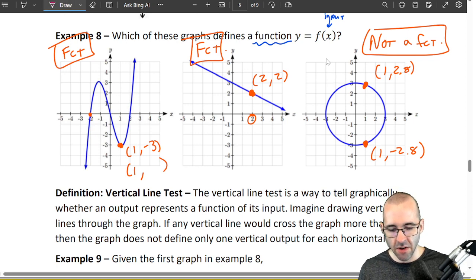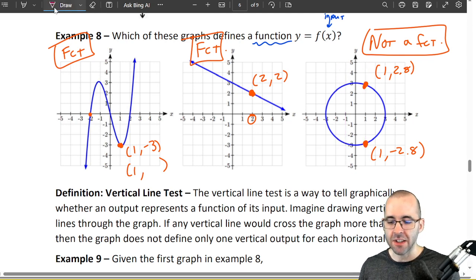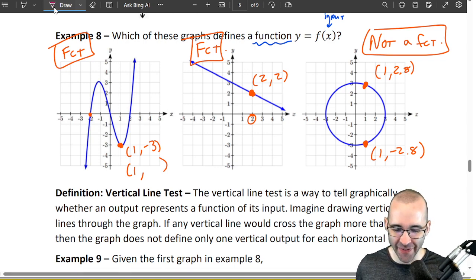And while in the third graph there's a line that only crosses it once, if we draw a bunch of vertical lines, we're going to notice, oh man, a lot of these vertical lines are crossing the blue graph more than once. All there has to be is one vertical line. It only takes one to fail. Kind of dark. But yeah, that's another way of seeing functionality.